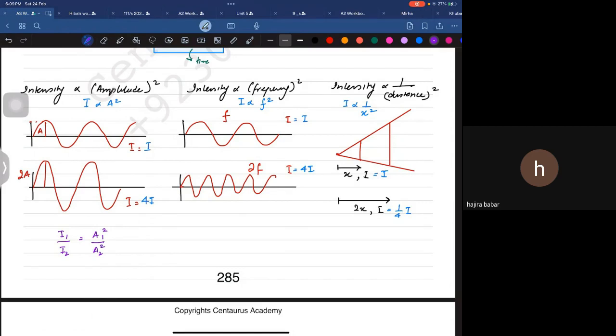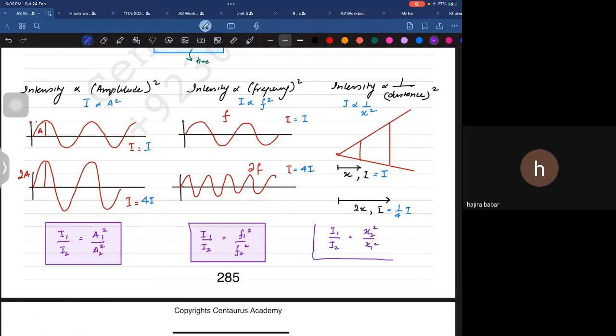A1 squared over A2 squared, like that. In this one, intensity I1 over I2 will be equal to F1 squared over F2 squared, like that. So you've got to remember these formulas, very important. For the last one, I1 over I2 will be equal to x2 squared over x1 squared. Why is that? Because it's an inverse relationship. An inverse relationship basically means 2 will be on top, 1 will be at the bottom, because it's a reciprocal there. All right, kids, will you be able to remember this? All right, quickly write this down so we can then move towards the questions.